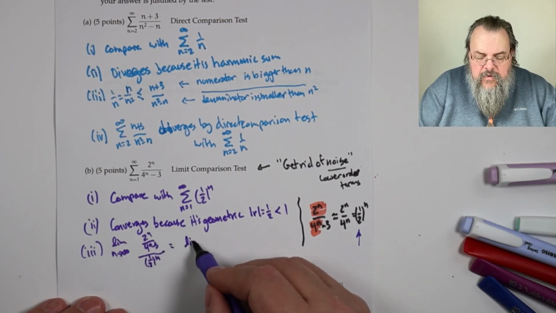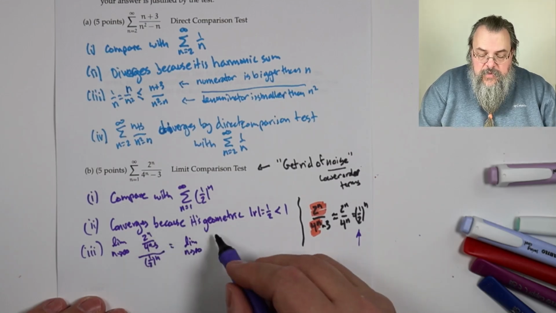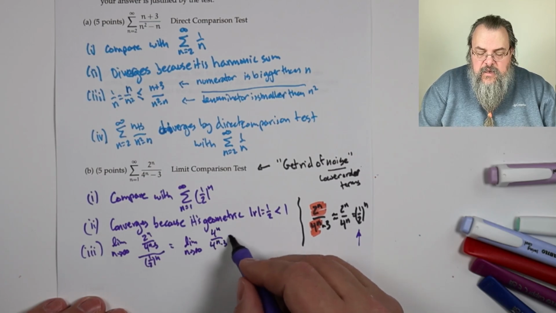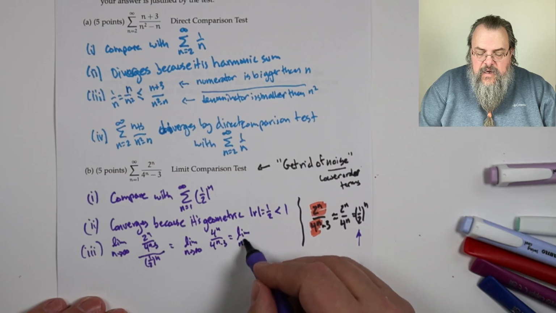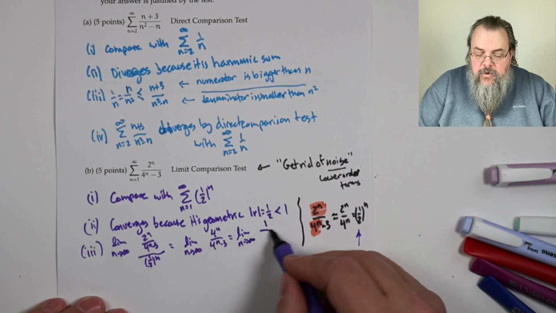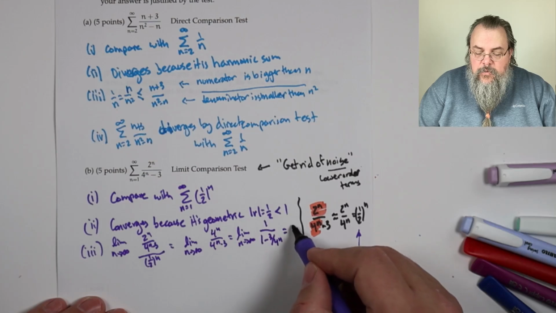Well, if you take a look at this limit, as n goes to infinity, you can multiply that 2 to the n up. It's really 4 to the n over 4 to the n minus 3. And now, if you divide by the growth, which is, say, 4 to the n, that's 1 over 1 minus 3 over 4 to the n, and that's equal to 1.